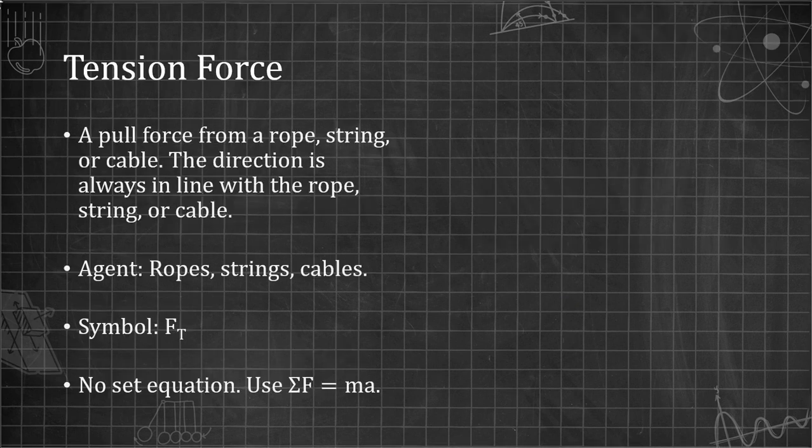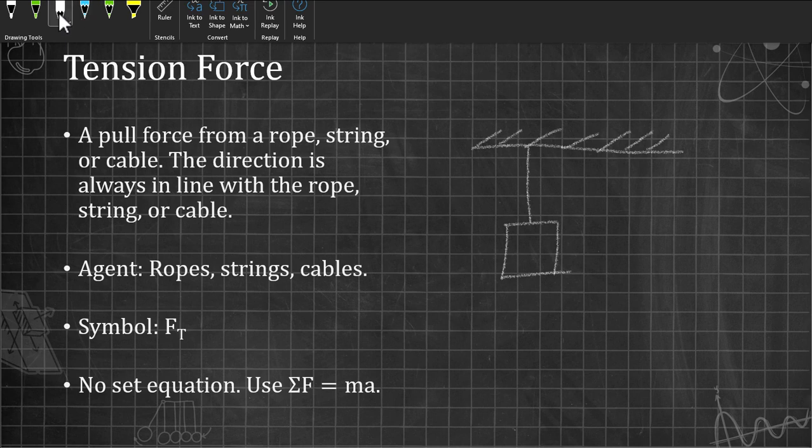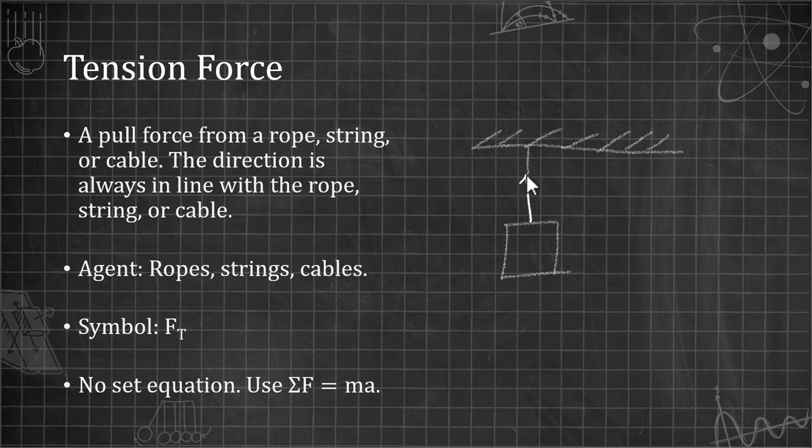Our next force is going to be a tension force. So tension forces are pull forces from ropes, strings, cables, anything that has some slack in it and can be pulled taut. And the direction of this force is always in line with the rope at the point of contact on the object. So again, our agents are ropes or strings or cables, and our symbol is F with a subscript T. There isn't a set equation for this either, meaning if we want to solve for it, we have to resort to Newton's second law and take a look at the sum of forces.